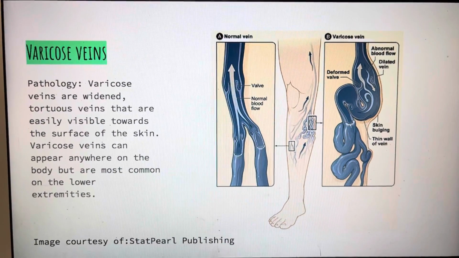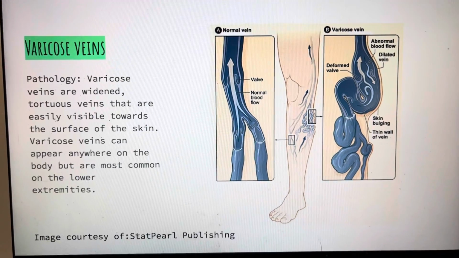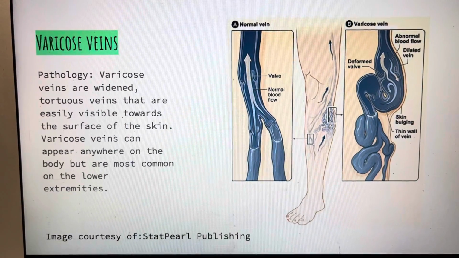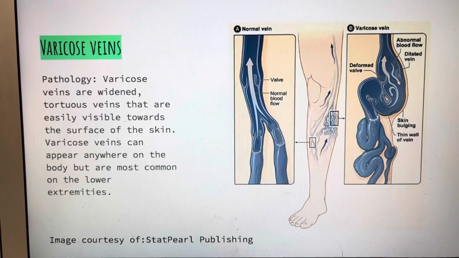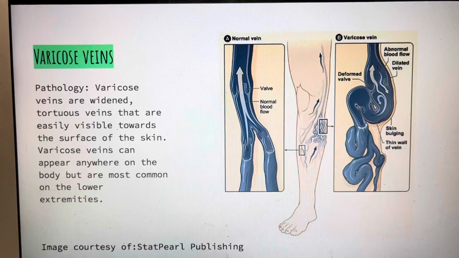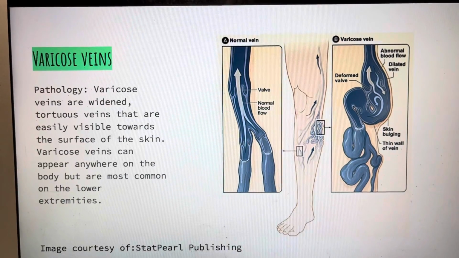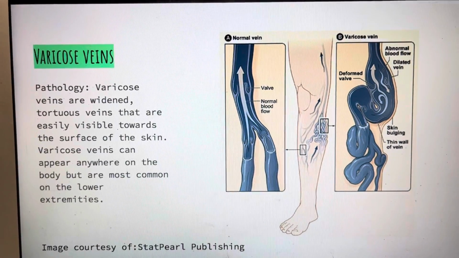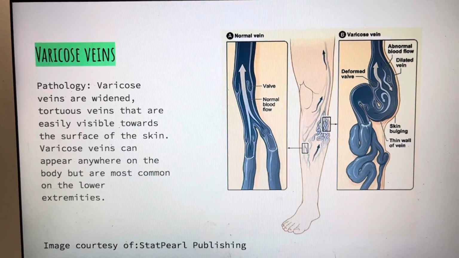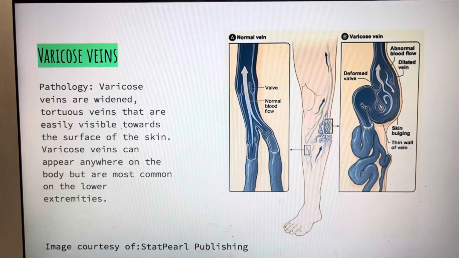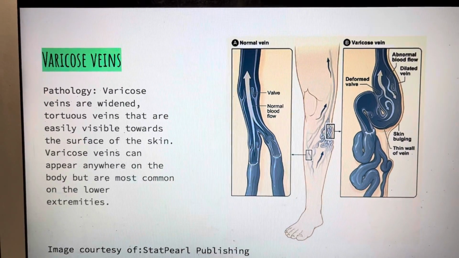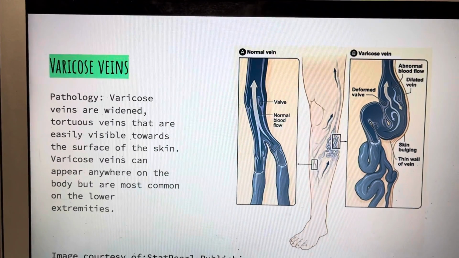I thought this was a good diagram. On the left, it shows what a normal vein with normal blood flow and normal working valves looks like. And then on the right, it shows what a varicose vein looks like, with abnormal blood flow, the retrograde blood flow, a dilated vein, the deformed valve, the skin is bulging due to the abnormal blood flow, and it has a thin vein wall.